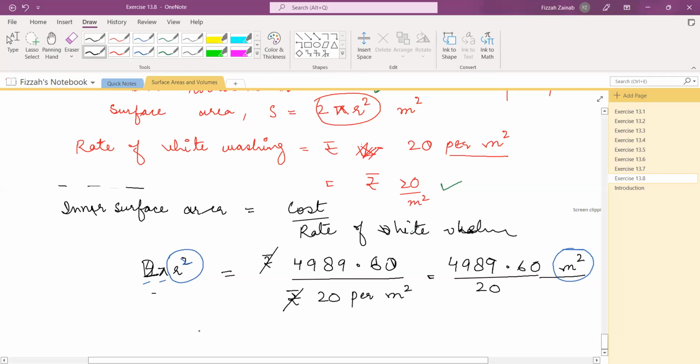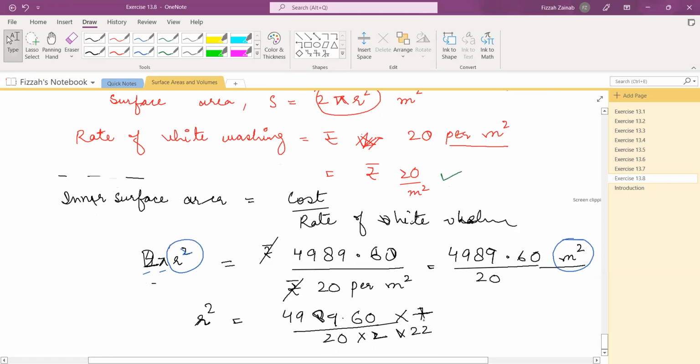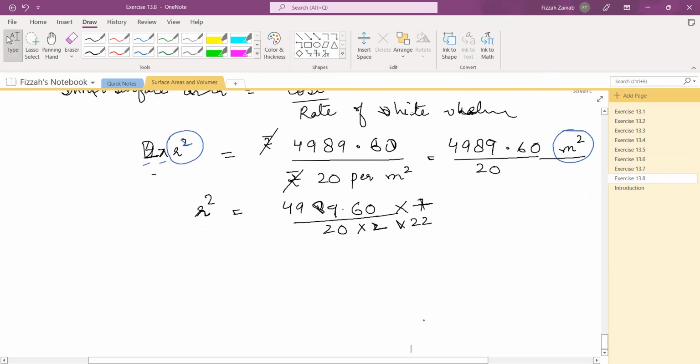So from here, my r square will become 4989.60 divided by 20, and I'll bring this 2 pi here. So 2 into pi, which is 22 by 7. Yes, any confusion so far? No, ma'am. Now let us do the calculation part.